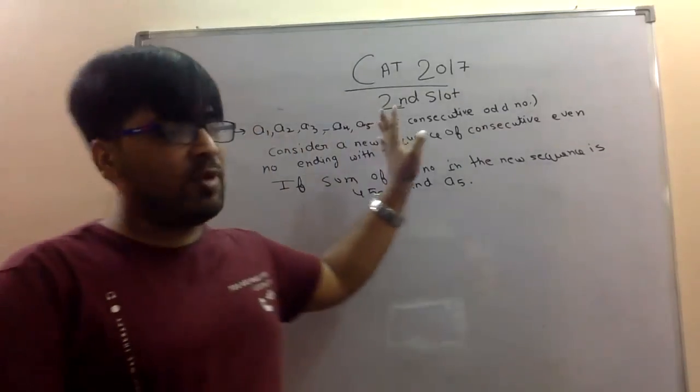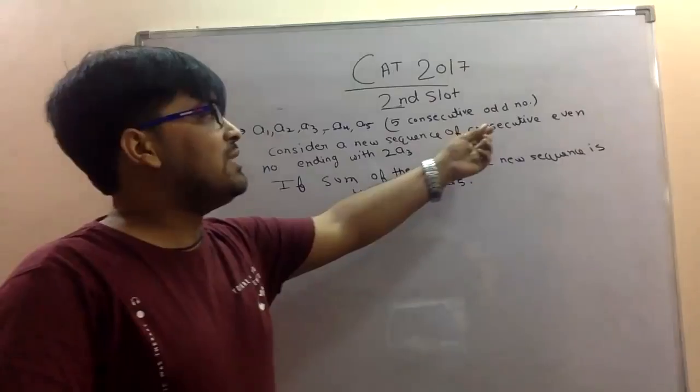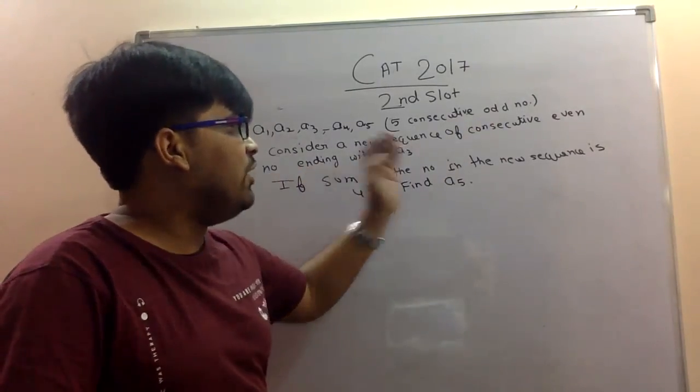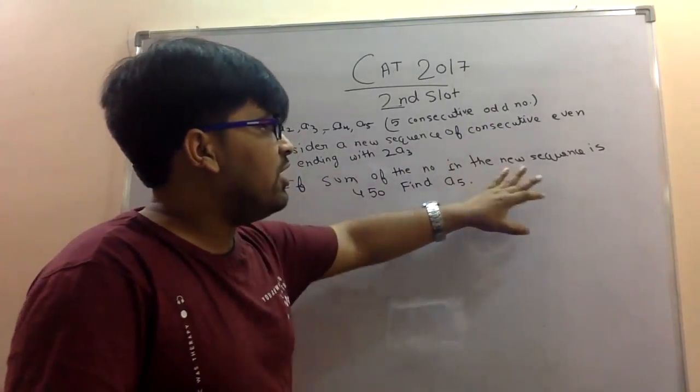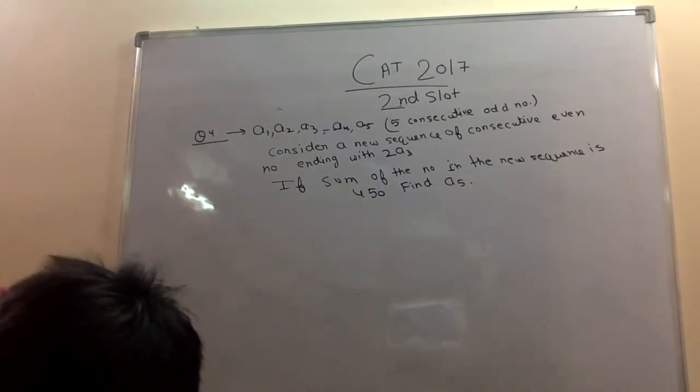A1 A2 A3 A4 A5 5 consecutive odd numbers दिए हुए हैं, ठीक है. Consider a new sequence of consecutive even numbers ending with 2 A3. If sum of the numbers in the new sequence is 450, find value of A5. A5 की वैल्यू फाइंड करेंगे.